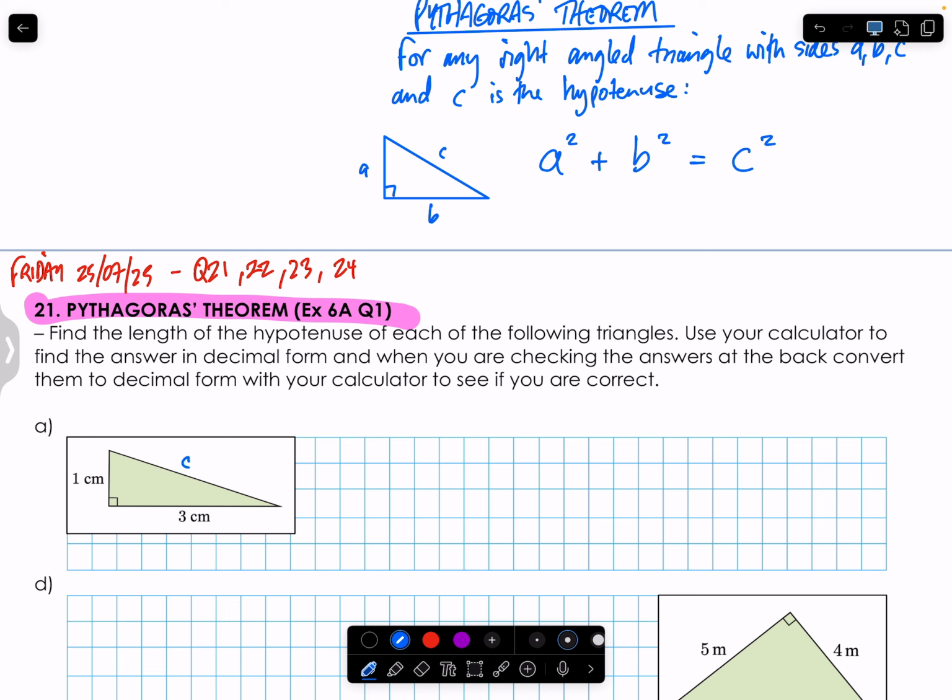So remind yourself, A squared plus B squared is equal to C squared. Remind yourself that's A, that's B. So all you are doing is replacing letters with numbers. What is A? 1 squared. What is B? 3 squared is equal to C squared. What's 1 squared?